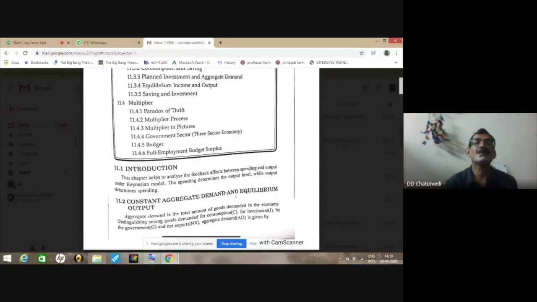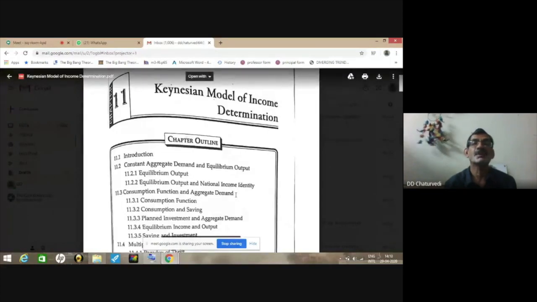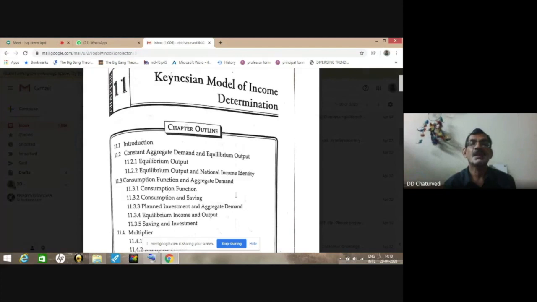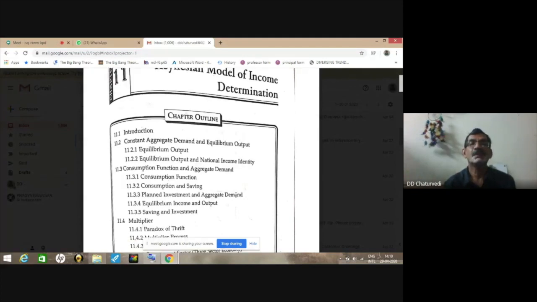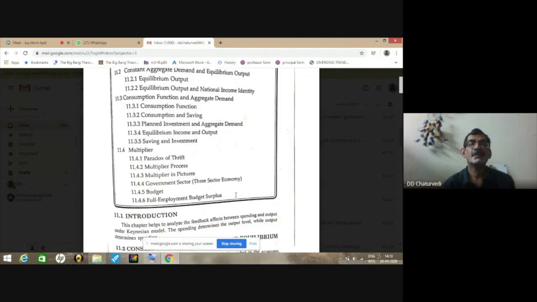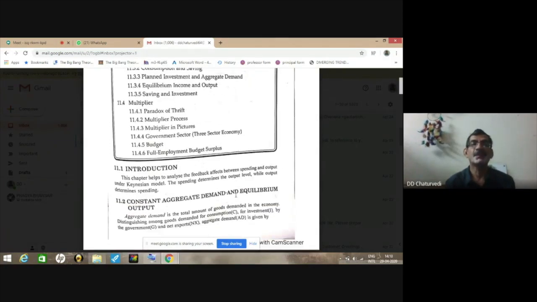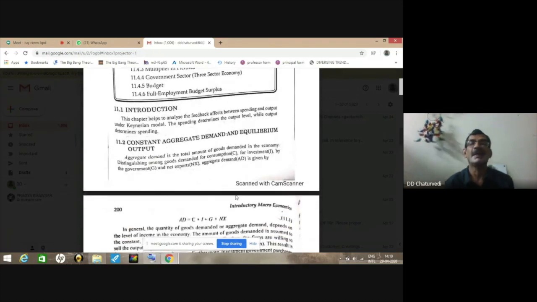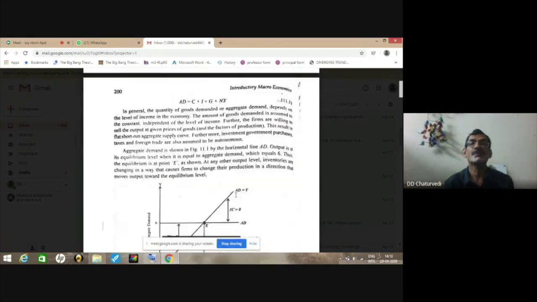And in this chapter, we shall be studying about aggregate demand, equilibrium output, consumption function, saving functions, multiplier in 2-3 sectors of the economy. So today I am going to cover 50% of this chapter. I am starting with 11.2 subsection constant aggregate demand and equilibrium output.